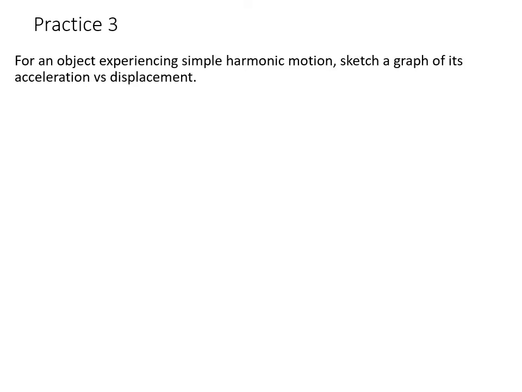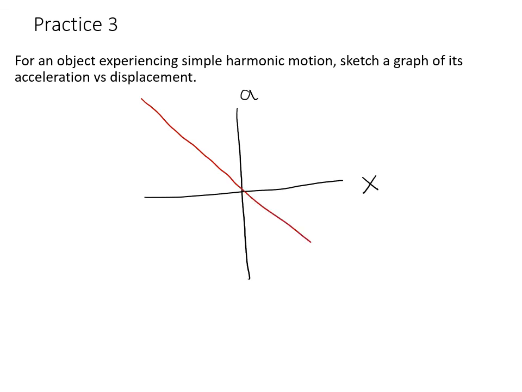Finally, practice 3. For an object experiencing simple harmonic motion, sketch a graph of its acceleration versus displacement. It's very easy. Sketch your axes here. Acceleration is on the y-axis, displacement is on the x-axis. And these are always opposites of each other. So you will have a straight line passing through the origin with a negative slope. This shows that the acceleration is proportional to the opposite of the displacement vector.